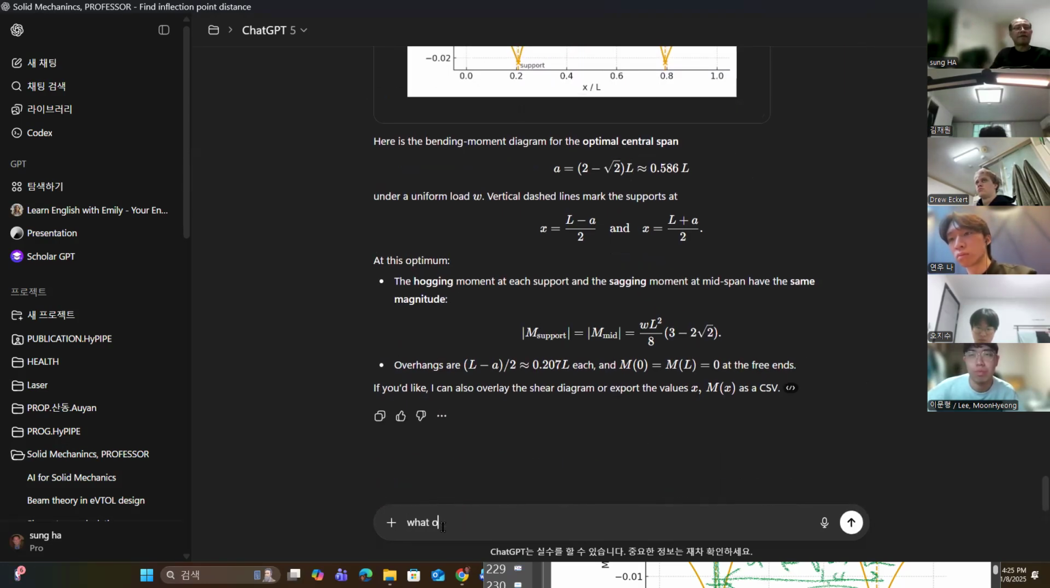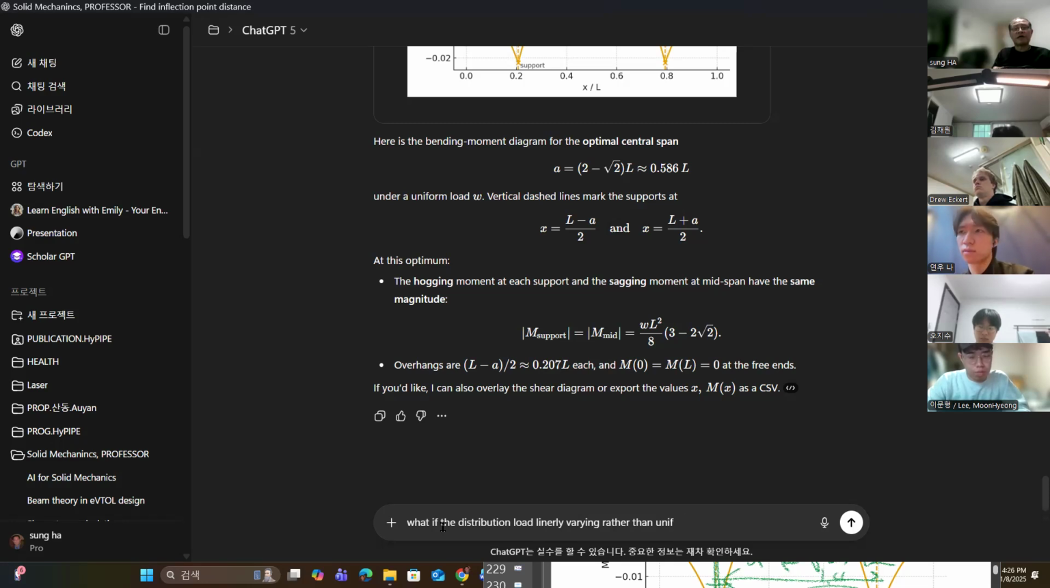Say, what if the distribution load, I would say, is linearly varying rather than constant? Well, I would say uniform.